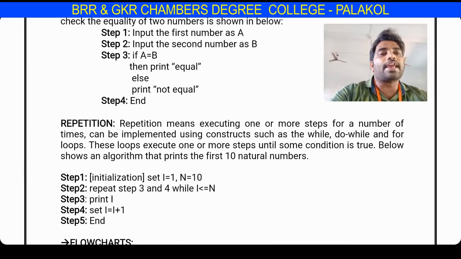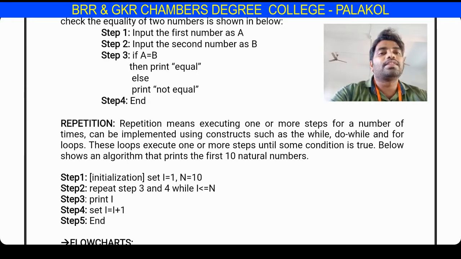Repetition means execution of one or more steps a number of times. The condition to repeat multiple times can be implemented using constructs such as while, do while, for loops. This loop executes one or more steps until some condition is true. Below shows the algorithm to print the first 100 members, first 10 members, first 50 members.